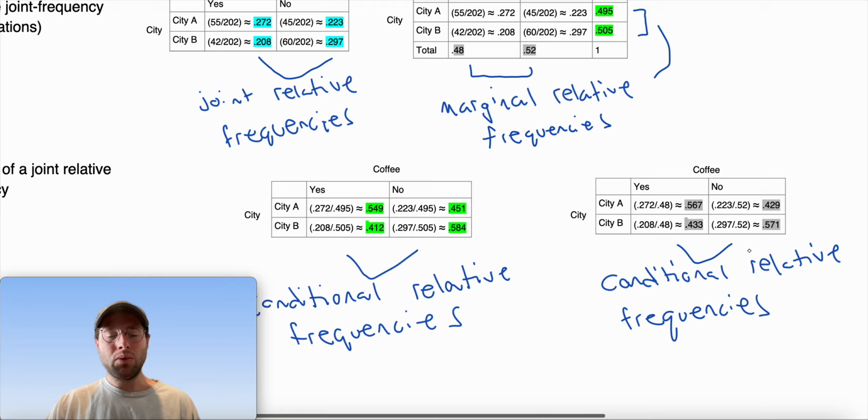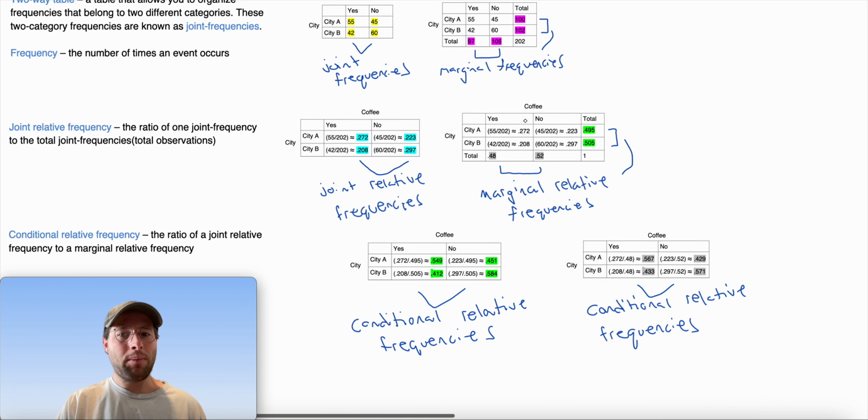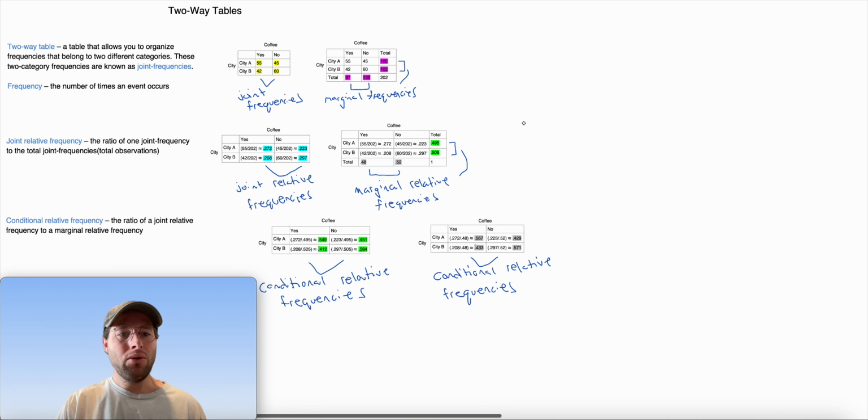For this one, whether you're using the marginal relative frequencies highlighted in green here, or the marginal relative frequencies shown here, really just depends on the question or what it is that you're looking for. And that is going to wrap up today's video on two-way tables.